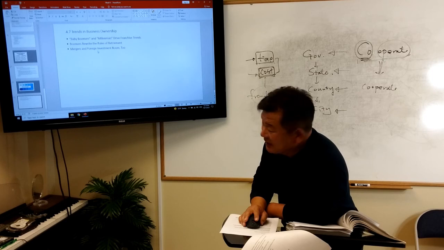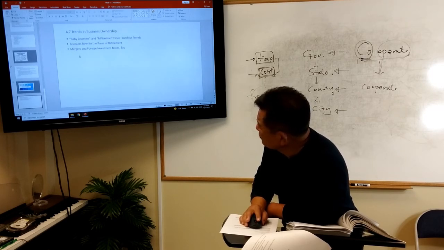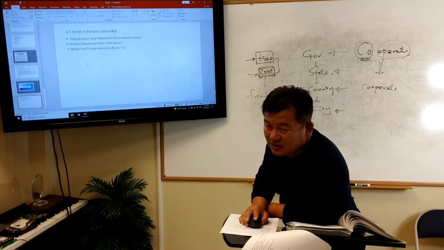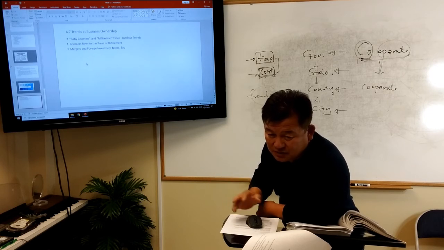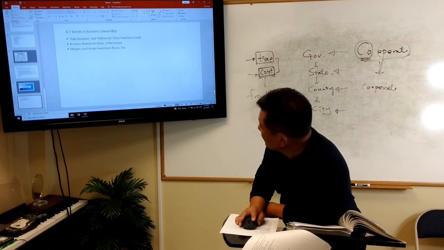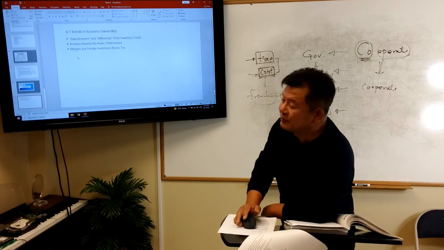Finally they decide on the M&A. And the last chapter, as I said, is the trend. What's the trend of business ownership? You know that baby boomers and millennials drive franchise trends. Millennials and baby boomers are powerful and popular customers, so they like the franchise type. Boomers rewrite the rules of retirement.